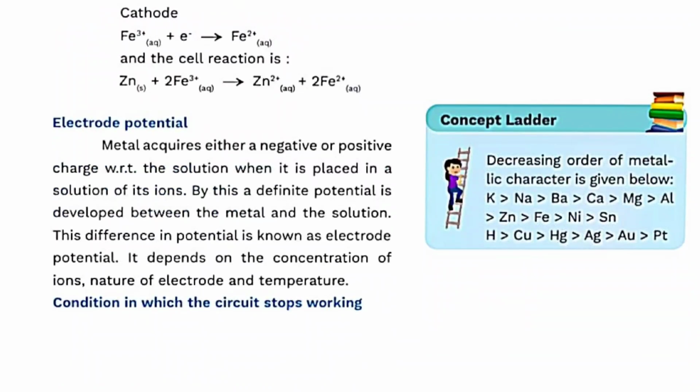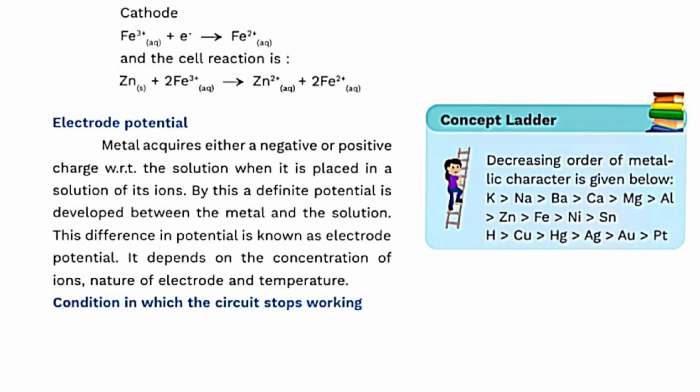Another topic is electrode potential. What is the meaning of electrode potential? It is a potential difference, that is voltage, of course. Electrode potential is the potential difference between an electrode and its surrounding solution.